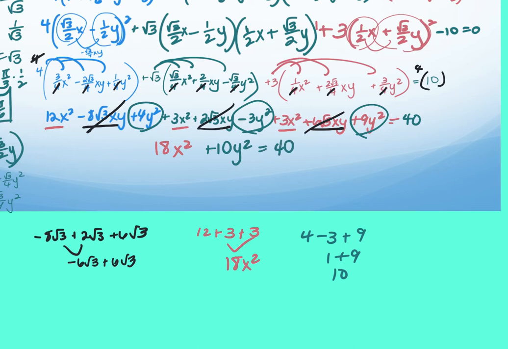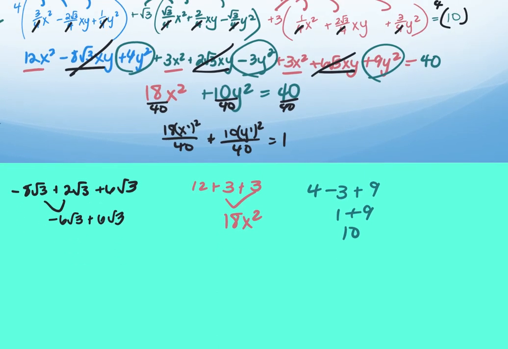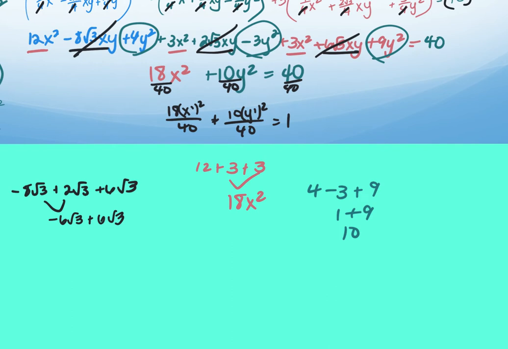So already you should be able to tell this is what kind of conic? An ellipse because of the positive sign in between, right? So I need to bring back the prime on this, and I need to divide everything by 40. I'd end up with 18x prime squared over 40 plus 10y prime squared over 40 equals 1.